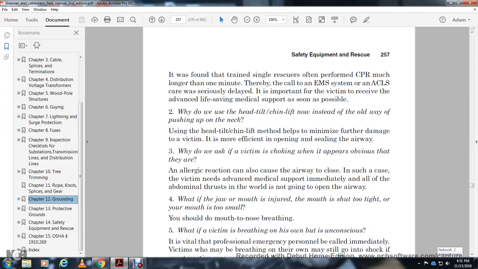Why do we use it when victims appear to have an obvious allergic reaction that also covers the airway? The normal thrust alone is not going to open the airway. What if the jaw or mouth is injured, or the mouth is shut or too small? You should do mouth and nose breathing.